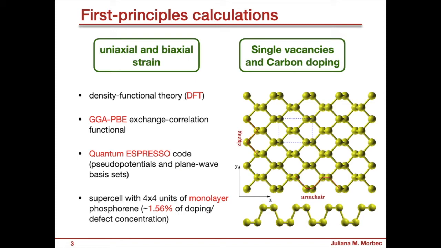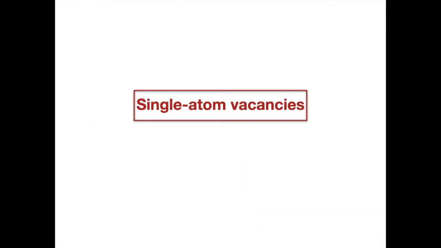So just technical details here. Our calculations are based on density functional theory, and this is the exchange correlation functional and the code we are using in this calculation. But what's important here is that we did this calculation for a 4x4 supercell, which means that when we are creating a defect or doping, we are talking about a concentration of 1.56% of doping or defect concentration. And here you see again the armchair and zigzag directions for the strain we are going to apply in the system. So let's first talk about single atom vacancies.